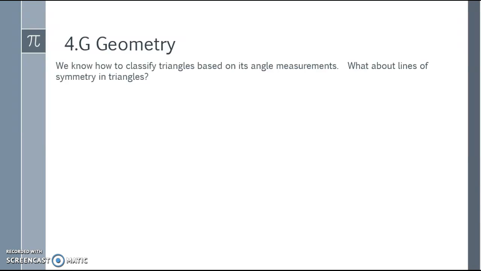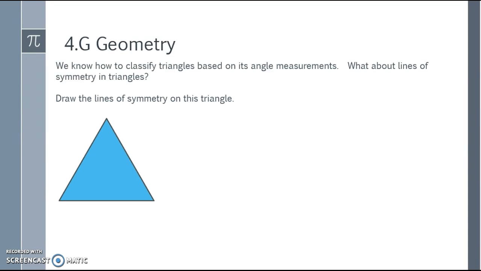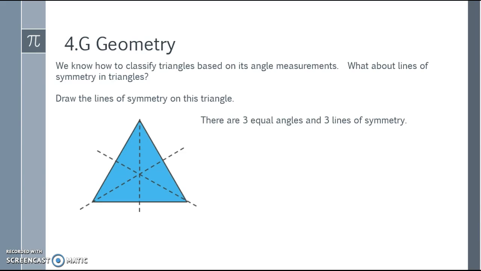We know how to classify triangles based on their angle measurements, but what about lines of symmetry in triangles? Take a moment to draw the lines of symmetry on this triangle. I can see that I can use each one of its vertices to draw a nice line of symmetry where if I were to fold on that line, I would get the same shape on both sides. Notice that all three angles are the same. They're equal. And we have three lines of symmetry.